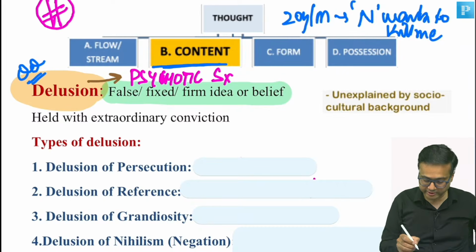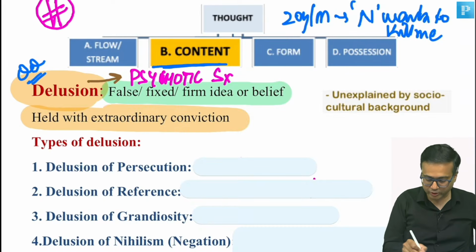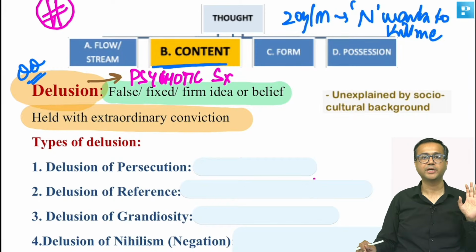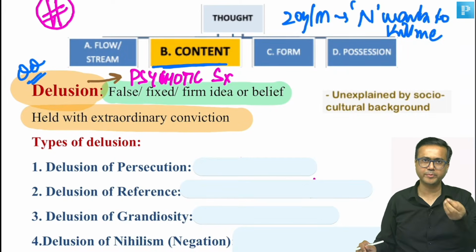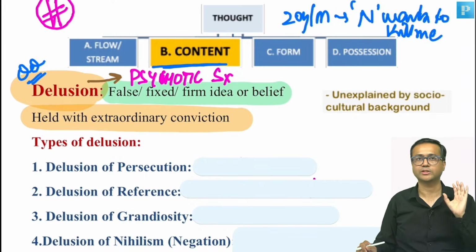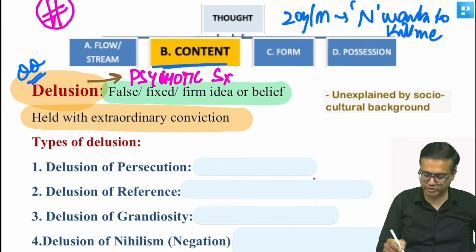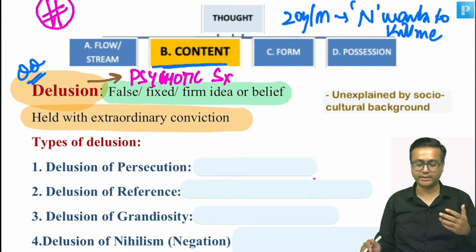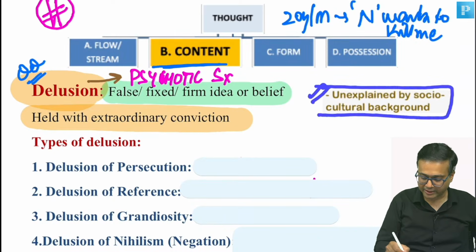So he is holding this belief with extraordinary conviction. No matter what evidence you try to give him, his belief is not changing. Family members are trying to convince him, but he is not getting convinced. So this is an example of delusion. Also, when we talk about delusion, we always discuss this last point: delusion is unexplained by the socio-cultural background.